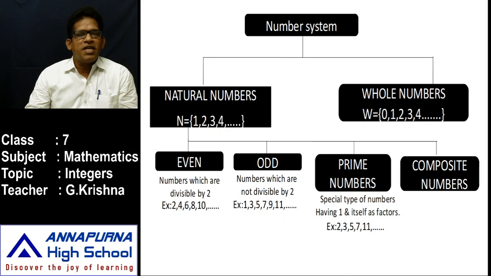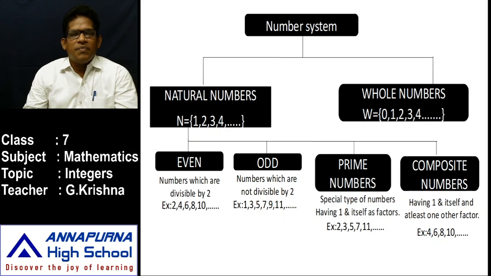And the last one is composite numbers. Composite numbers have 1, the number itself, and at least one other factor. That means composite numbers are the numbers which have more than 2 factors. Such numbers are called composite numbers. For example, 4, 6, 8, 10, etc.